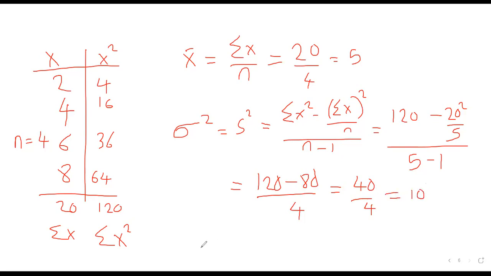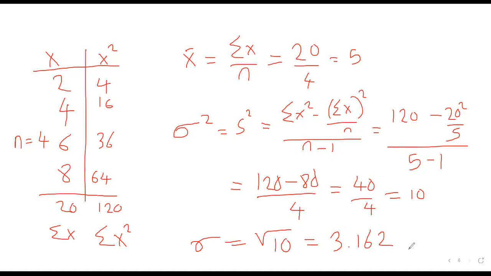Standard deviation is the square root of the variance. What is the square root of 10? 3.1. The square root of 10 is 3.162. That is how we find our standard deviation.